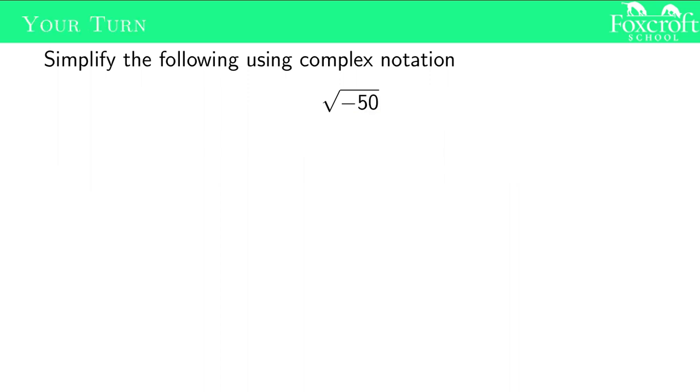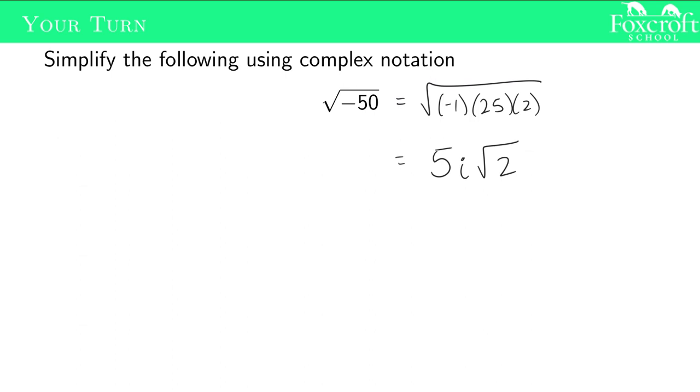All right, so here's one for you to try on your own. Figure out the square root of -50. And I got 5i square root of 2. So the negative inside the square root becomes the i. 50 is 25, which becomes the 5, times 2. And again, the 2 can't come out of the square root, so it stays. So 5i times the square root of 2 is the same as the square root of -50.